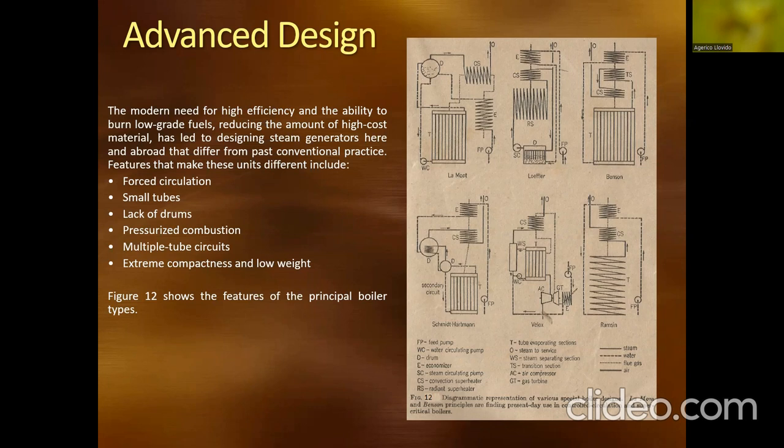So andyan yung mga symbols niya: FP, feed pump; WC, water circulating pump; D, drum; E, economizer; SC, steam circulating pump; CS, convection superheater; RS, radiant superheater; T, tube evaporating section; O, steam to service; WS, steam separating section; TS, transition section; AC, air compressor; GT, gas turbine. Okay? A solid line, steam.